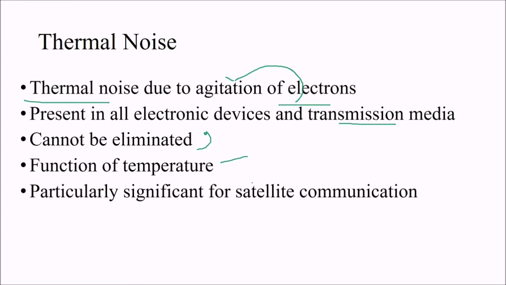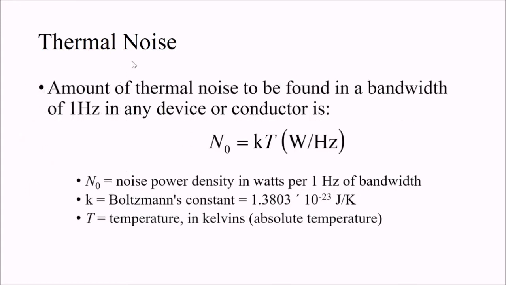Thermal noise is particularly significant for satellite communication. And thermal noise has a very unique formula. It's very easy. N0 is given by kT. The amount of thermal noise to be found in a bandwidth of 1 Hertz in any device or conductor is given by N0 equal to kT, in watt per Hertz. N0 is the noise power density in watts per Hertz of bandwidth. k is the Boltzmann constant, which is 1.3803 into 10 to the power minus 23 joule per Kelvin. And T is the temperature, of course, in Kelvin.